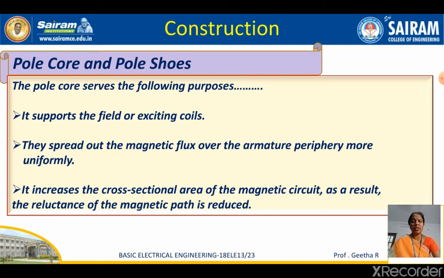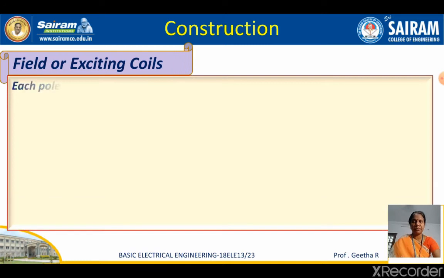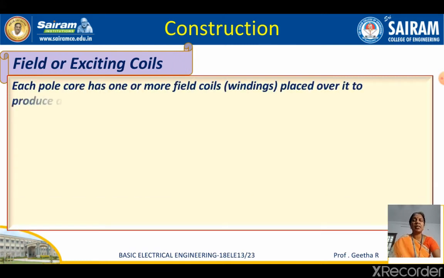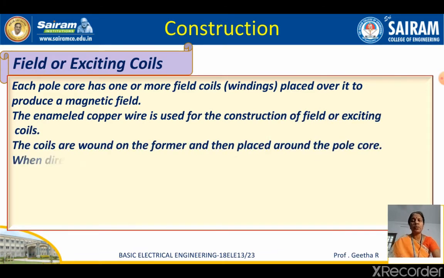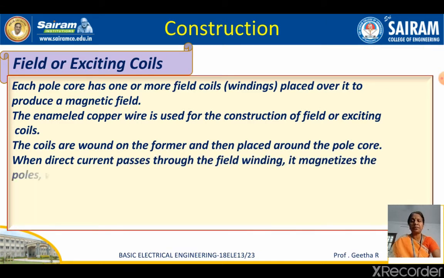It supports the field or the exciting coil. They spread out the magnetic flux over the armature periphery more uniformly. It increases the cross-sectional area of the magnetic circuit. As a result, the reluctance of the magnetic path is reduced. Field or the exciting coils. Each pole core has one or more field coils placed over it, wound over it to produce the magnetic field.